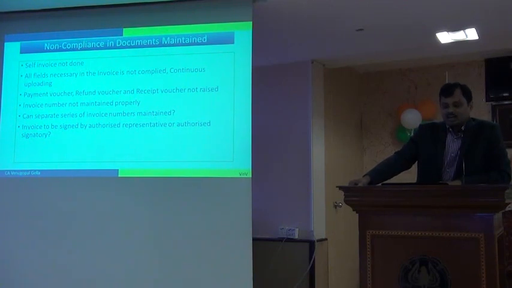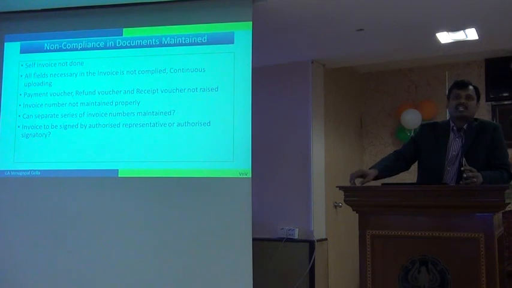So what are the things which you are not really complying with? Self-raised tax invoice is not done in time. The necessary fields which a tax invoice must have are not there, whenever it is an invoice generated by Excel or customized software. The accounting receipt voucher, payment voucher, credit note and debit note are merged with the regular receipt voucher and regular payment voucher. All this happens. Invoice numbers have to be serially maintained, and if I am maintaining a separate series, that is also permitted, but I have to report it.